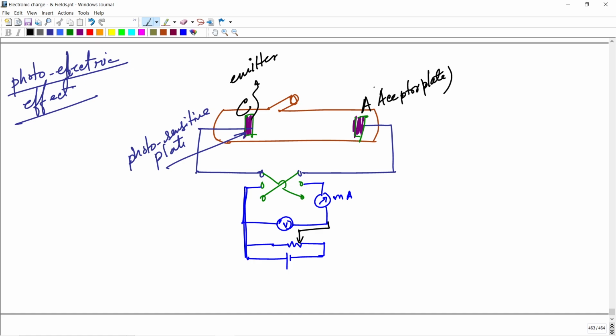Why is this plate called the emitter? That's very important. Later we will discuss why this is called emitter and why this is called acceptor. So, further discussion. What is the photoelectric effect? Before we discuss the photoelectric effect, we need to discuss the photoelectric emission.